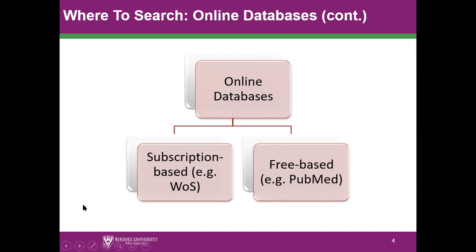Okay, so the types of online databases that we have in the library: we have a collection of subscription-based databases, for example, like Web of Science, and we also have free databases that we don't need to subscribe to, like PubMed, but they are also included on our catalog. So if you just do a search on the databases, you should be able to find PubMed and all the other free databases.